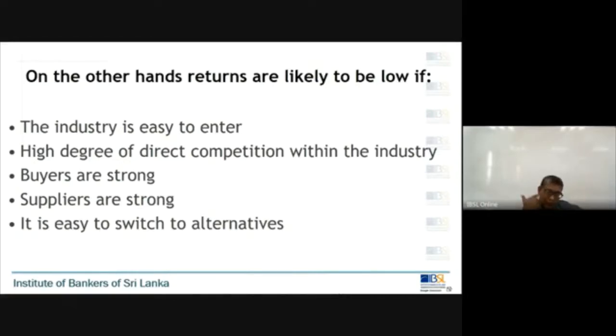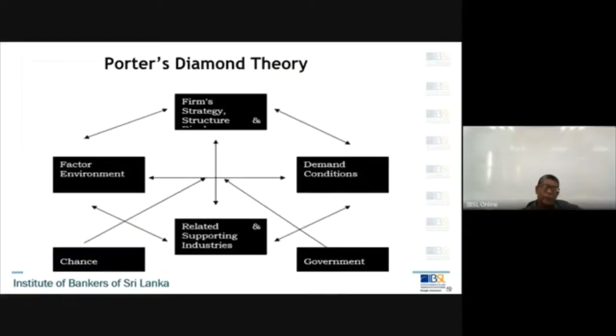Right? Important thing. Then we are going to discuss another important theory. That theory is again from Michael Porter, called the diamond theory. So you look at your organization from the international perspective. Michael Porter looks at your industry from the international point of view. He has identified 5 factors or 6 factors.